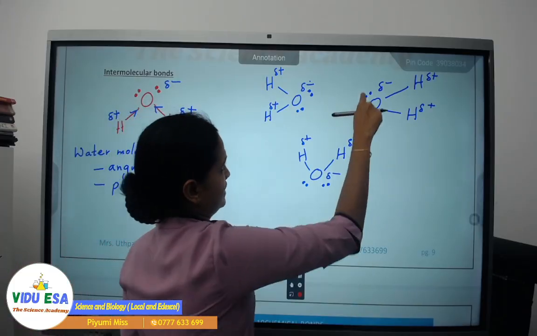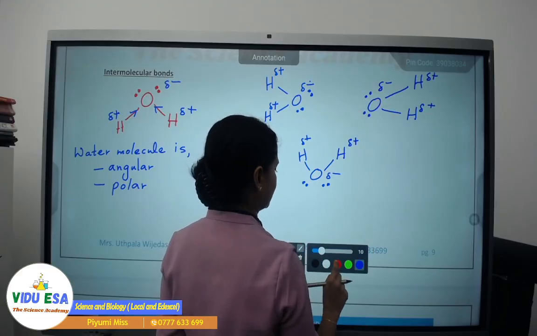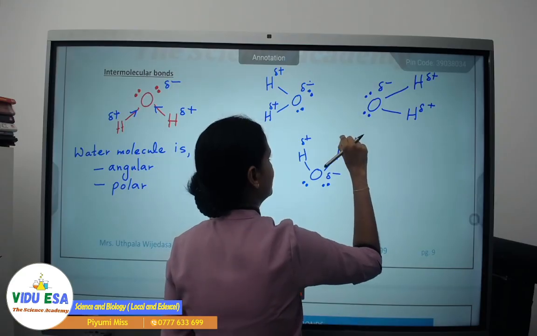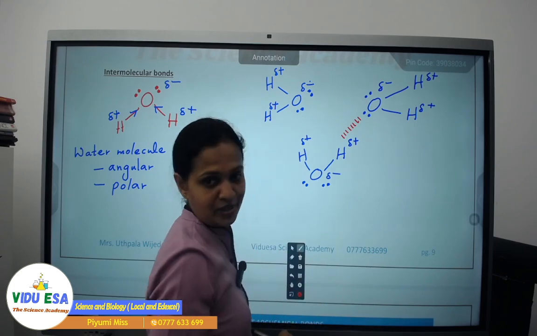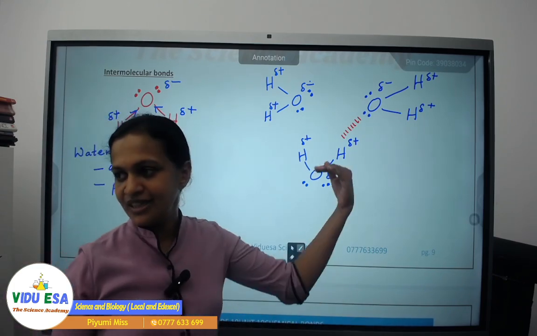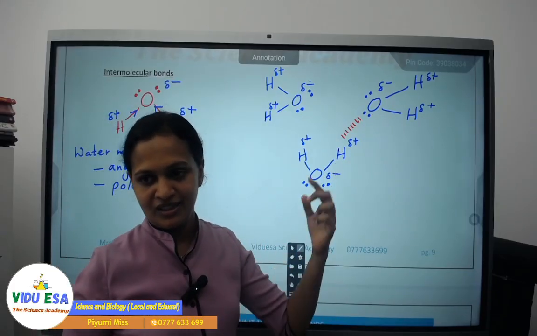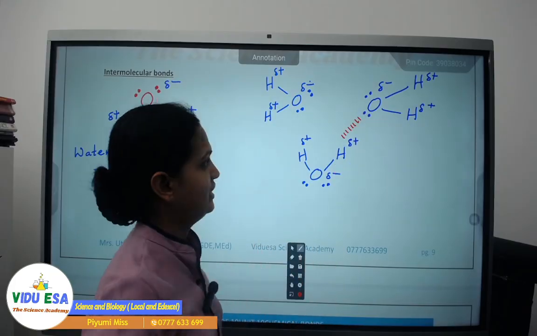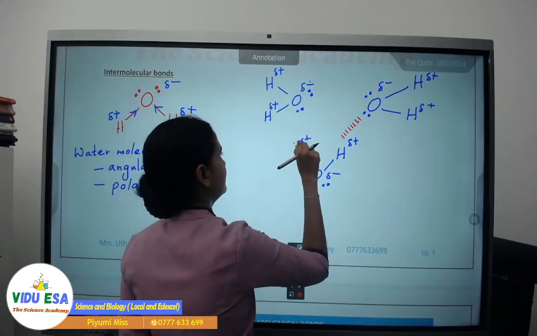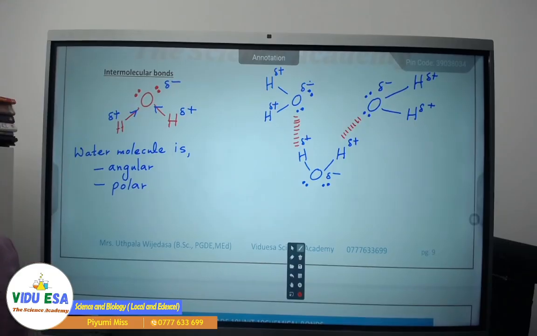Then this has a slight negative charge. This has a slight positive charge. When there is negative and positive, what happens? There are attractive forces in between them. Here we made an attractive force in between hydrogen and oxygen, hydrogen of one molecule and oxygen of another molecule. Here also the same. They make attractive forces in between the molecules.